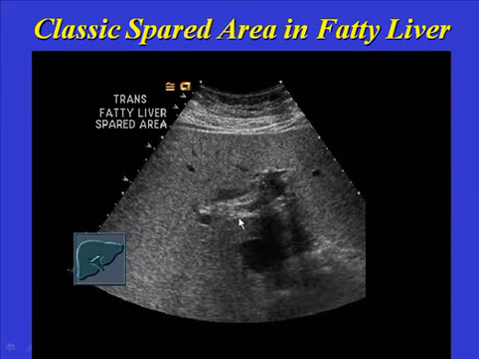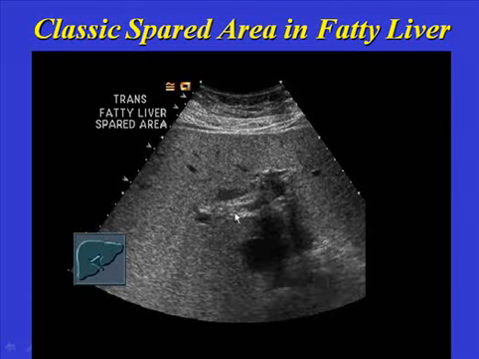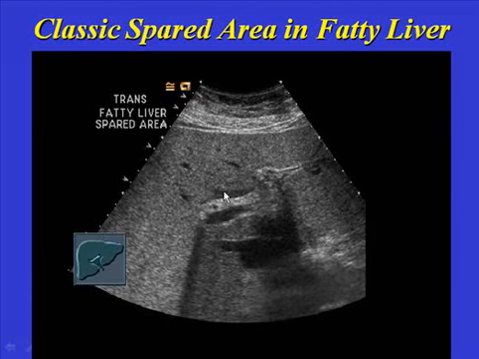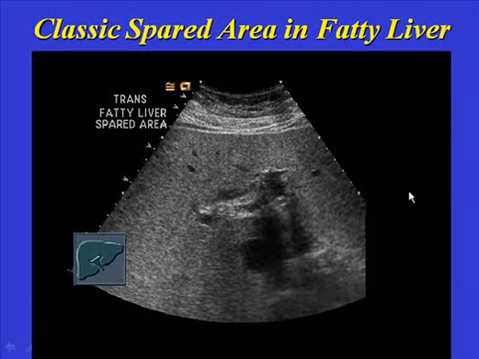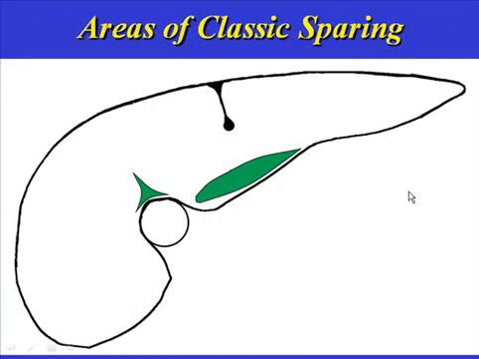And here's an example of this, ventral to the portal vein bifurcation. Here's left portal vein, right portal vein. This sort of classic pyramidal or triangular shaped area is very typical for sparing and is diagnostic for fatty liver. Down a little bit more caudal, you see the same dorsal left lobe sparing.